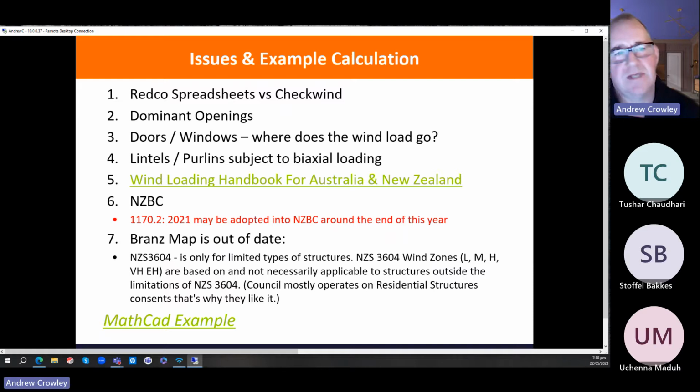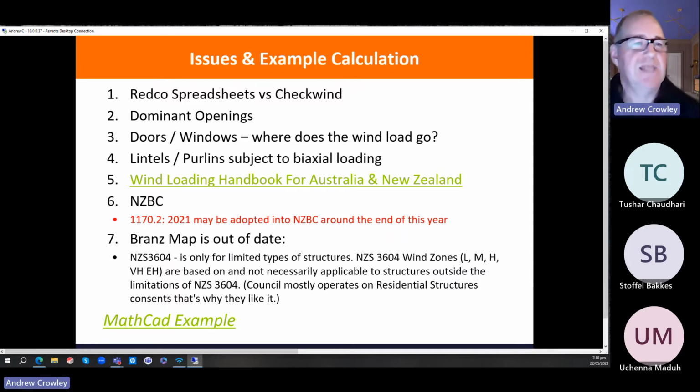Think about where the wind goes. So if your door or window takes the load, where does the load go? Well, it's got to get to a door header or window header, down to the mullions, or maybe even to the main frame, but it's got to go somewhere, and you need to chase that load down.